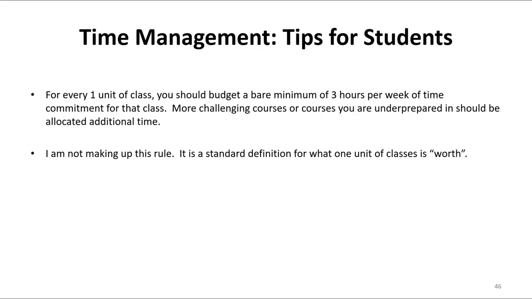More challenging courses, or courses you are underprepared for, may even need additional time. The 3 hours per week is a bare minimum. I am not making up this rule. This rule is actually a standard definition for what 1 unit of college classes is worth. And I did not know this when I was a student. I wish someone had told me about this rule when I was a student feeling the pressure of taking 18, 20, or more units of classes at one time.